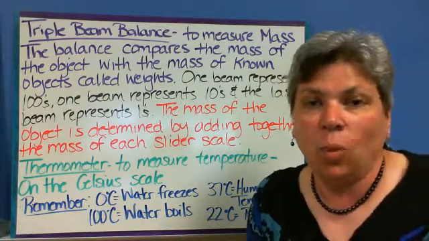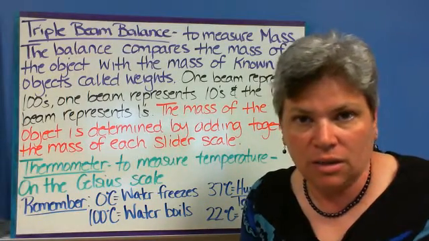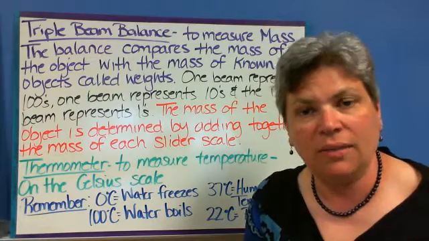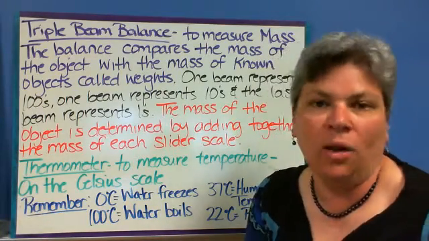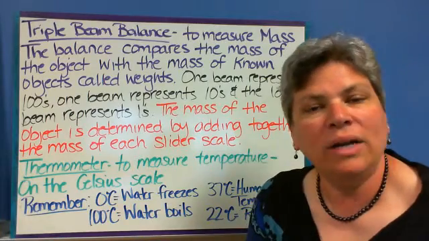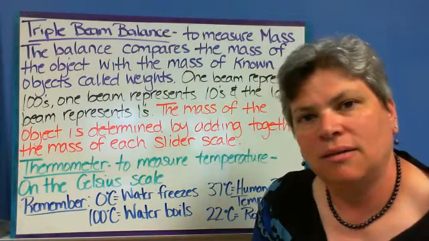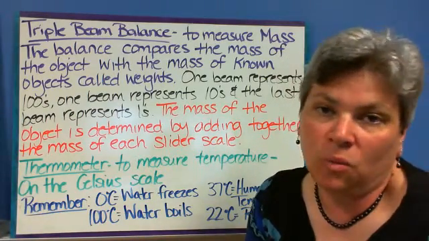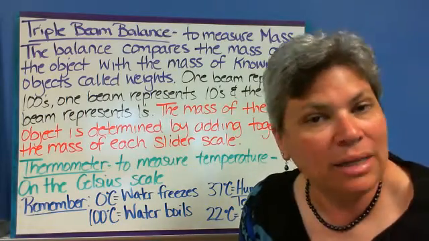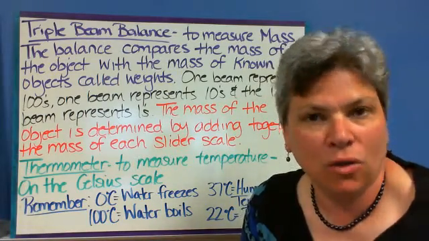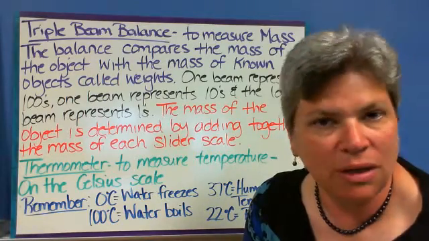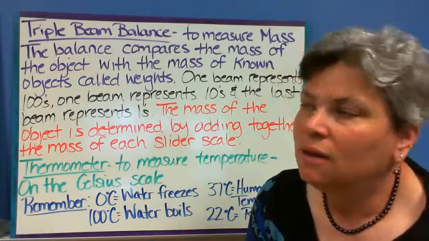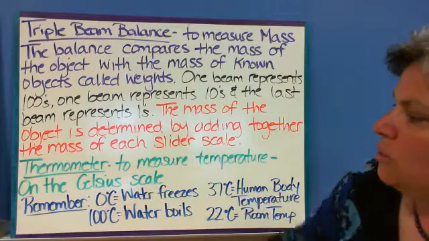So if you had 100 on the hundreds, you had 40 on the tens, and you have 5.7 on the ones, what's the mass of your object? And you should be telling me 145.7 grams. Remember, you have to have units whenever you take a measurement. Don't forget your units.